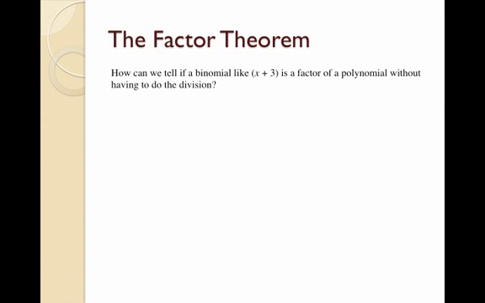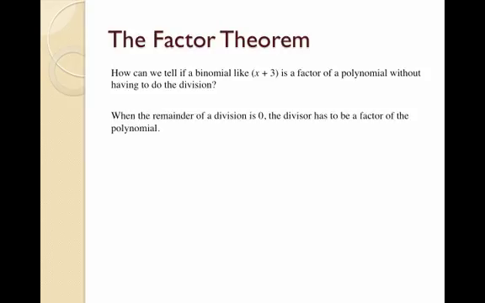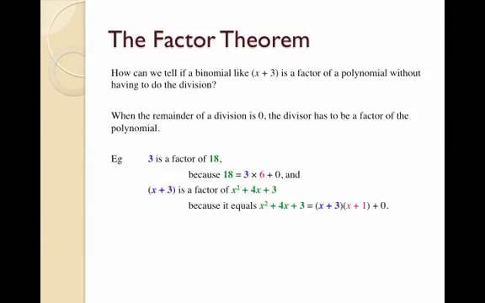How can we tell if a binomial like x plus 3 is going to be a factor of a polynomial without having to do the division? Well, when the remainder of a division is 0, the divisor has to be a factor of that polynomial. Take for example the number 3. It's a factor of 18 because 18 is 3 times 6 with no remainder. Just like x plus 3 is a factor of x squared plus 4x plus 3 because we can write that polynomial as a product of x plus 3 and x plus 1 with no remainder.